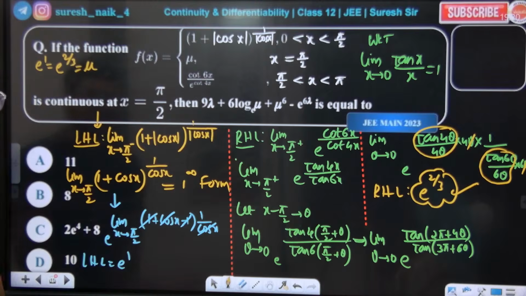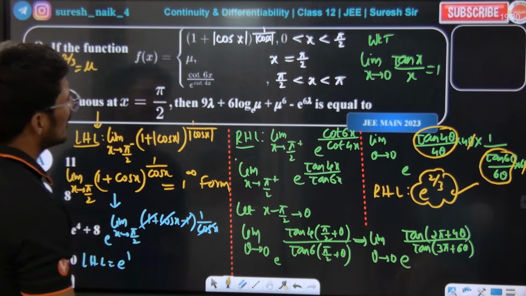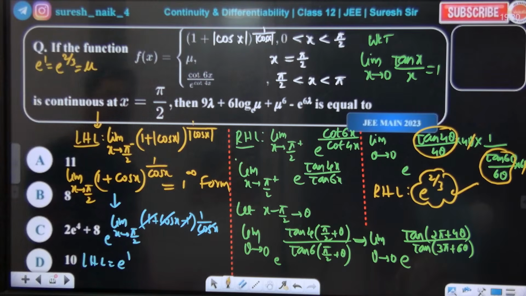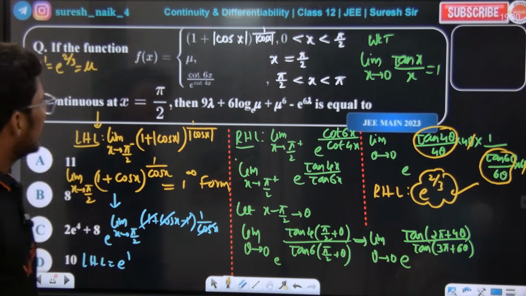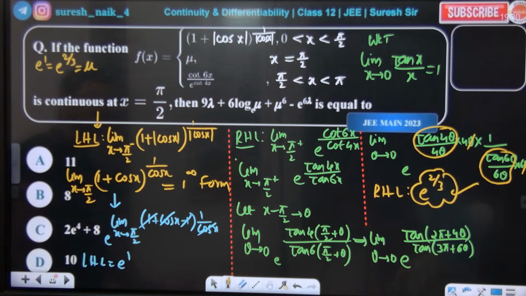Now what they are asking us to find out is 9 lambda plus 6 log mu. Lambda what? Where is lambda actually? Lambda is missing somewhere. Where is the lambda? Yes, please check where is the lambda. I think there is a mistake in the question. Something is missing in the question. What is missing? I'll tell you.